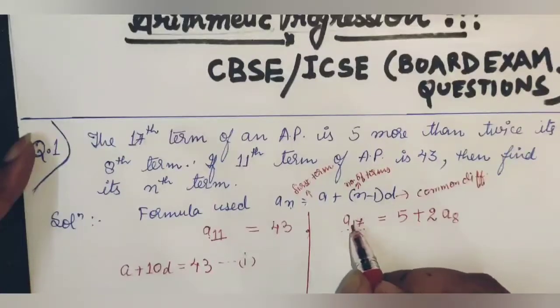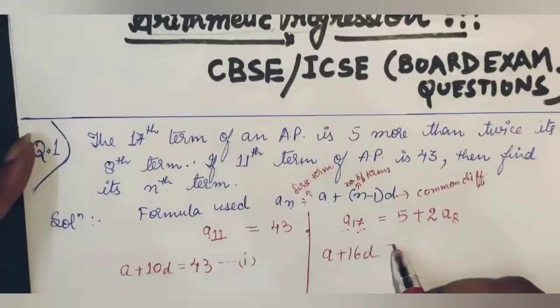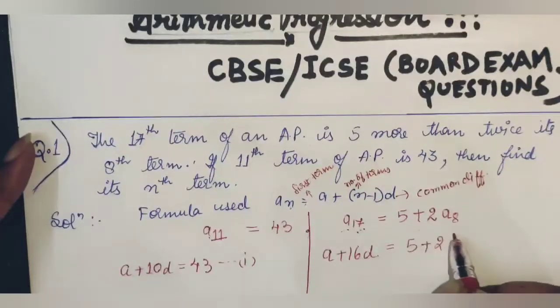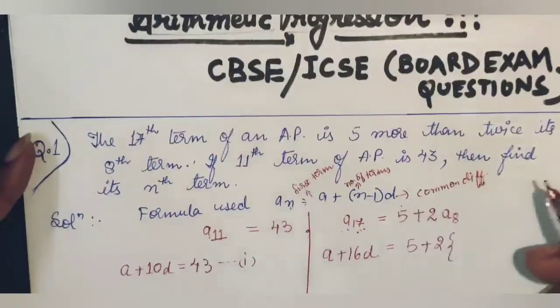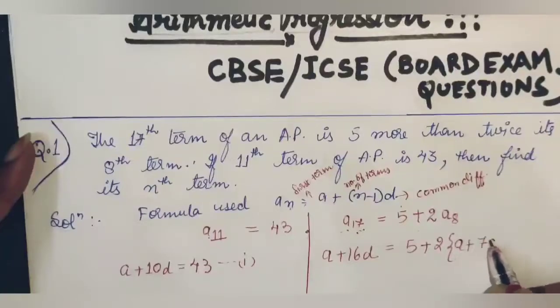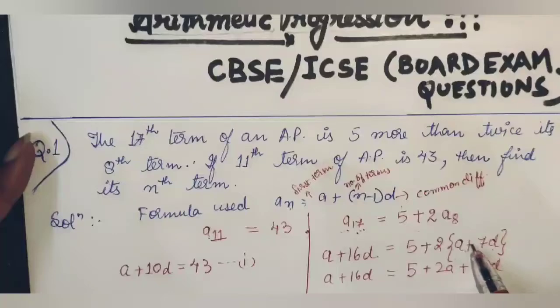From here you can find your equation number 2, a17. So you will put 17 in the place of n and you will get a plus 16d is equal to 5 plus 2 times a8. For a8 you will put 8 in this formula, the formula for calculating the terms. So a plus 7d. Now solve this equation: a plus 16d is equal to 5 plus 2a plus 14d. I have opened the bracket by multiplying 2 with a and with 7d separately, and I have put the sign positive.